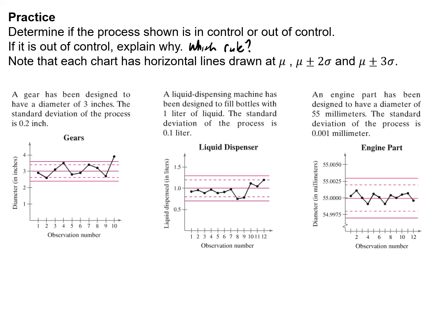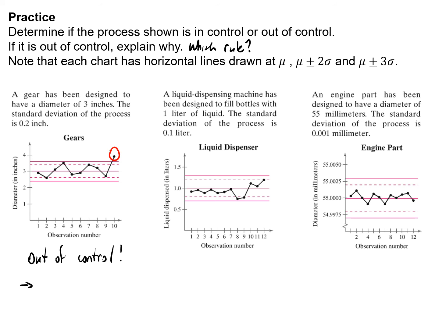So example 1, or practice 1: a gear has been designed to have a diameter of 3 inches. The standard deviation of the process is 0.2 inches, and we have our situation here we need to try and figure out. So just looking at this, I'm going to go through my list. Do I have anything out of control? Right away, it's beyond our limits. So this is out of control. There's no question.